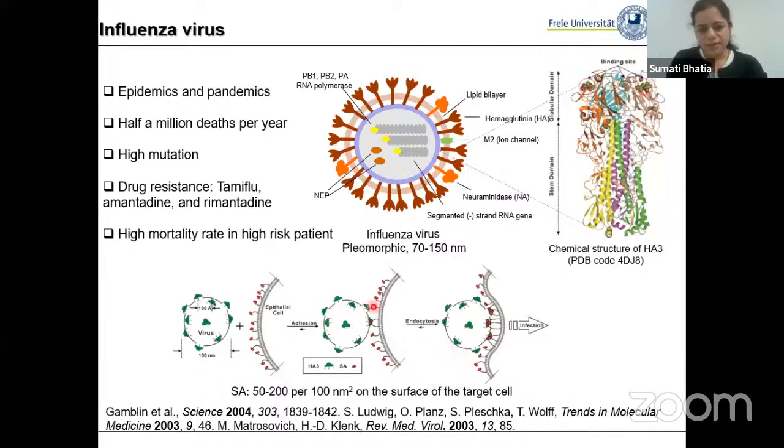And the cell surface density of sialic acid is already known: there are 50 to 200 sialic acids per 100 nanometers square of the cell surface. So 0.5 to 2 sialic acids per nanometer square of the cell surface. And this is very important for the design of the polymer scaffold, because we want to have more or less the same density of sialic acid on our polymer scaffold.